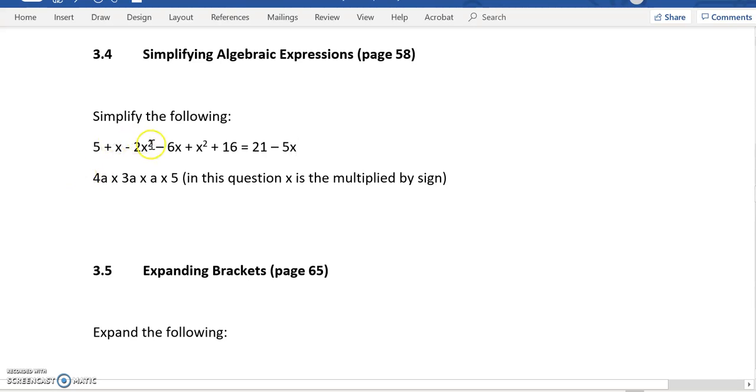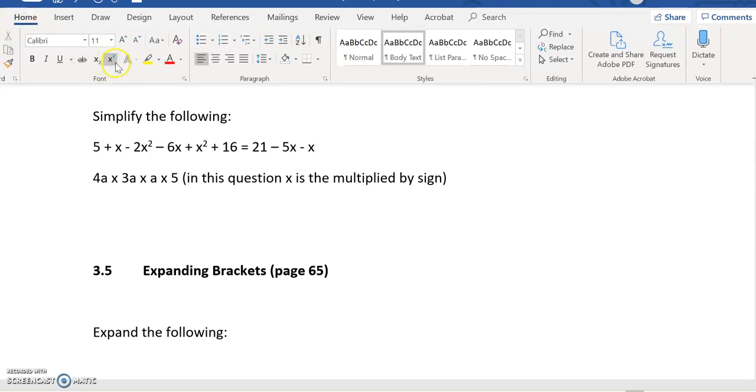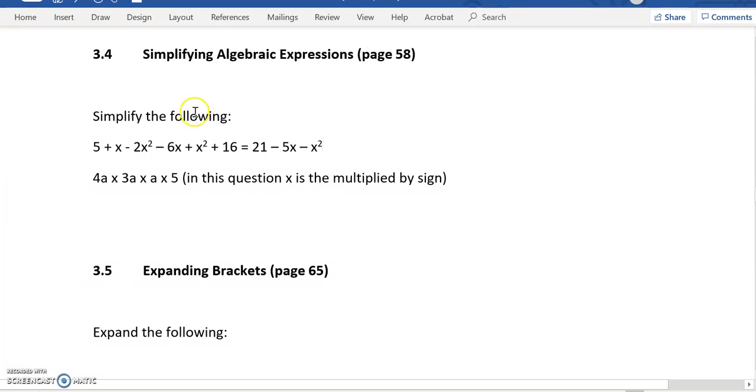And we can put together the x squared terms. We've got an x squared minus 2x squared. Now, x squared, whenever there's not a number in front of it, it's a 1. So this is 1x squared minus 2x squared. That's going to be minus 1x squared, or minus x squared. We've simplified that by putting together the like terms.